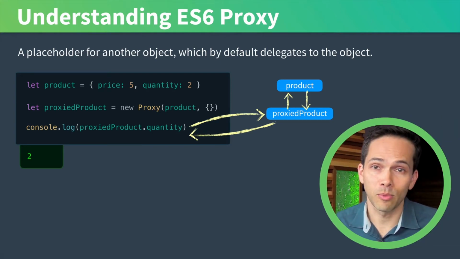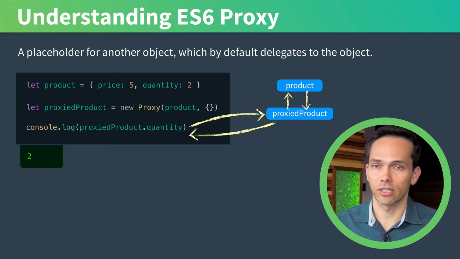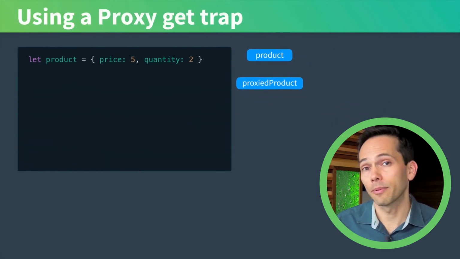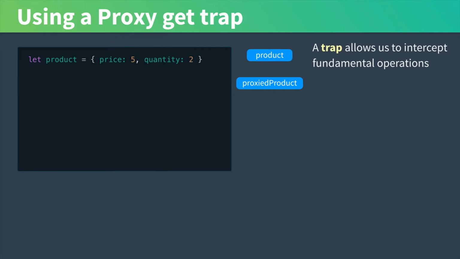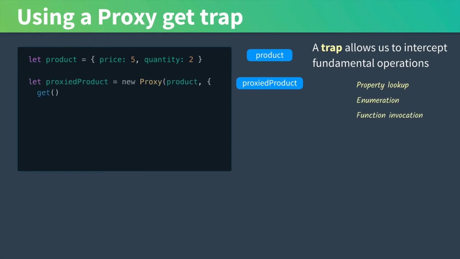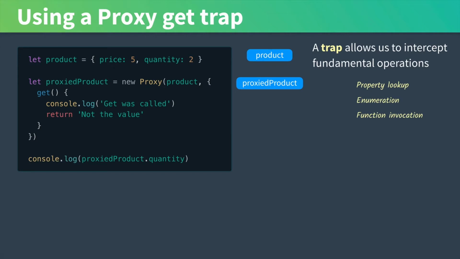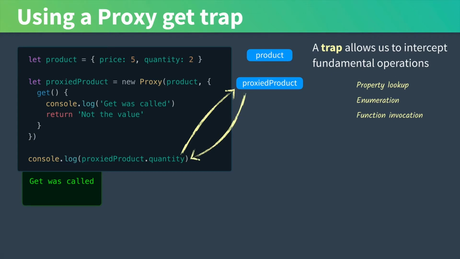You see that second parameter in Proxy? That's called a handler. And in that handler, you can send in a trap. A trap allows us to intercept fundamental operations like a property lookup, or enumeration, or function invocation. So in our case, when we call get on our proxied product, we want to modify the behavior. For now, we'll simply log out that it was called and return a string, not the value. So when we run proxiedProduct.quantity, it's going to call our proxied product, print out get was called, return not the value, which then gets printed out to the console.